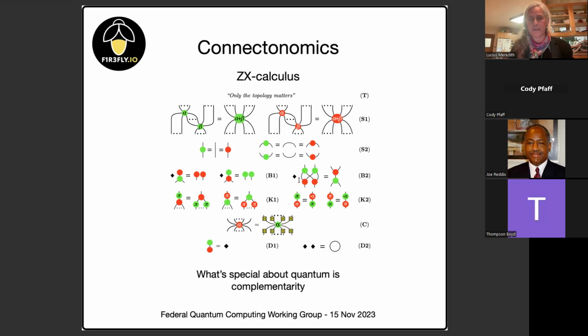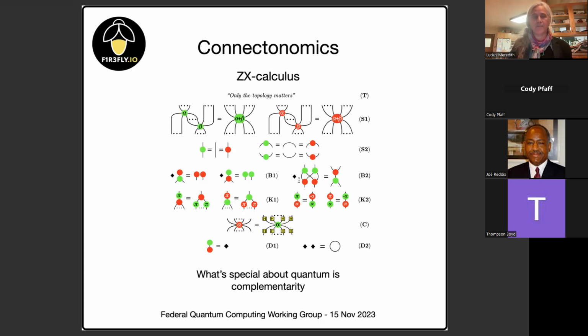I'm sorry, the sparse distributed representations code up a notion of superposition that's extremely fast in a classical setting. So it's not superposition. I won't go through the list of all the things that people have proposed that are special about quantum, but what Bob Coecke and Ross Duncan, who discovered the ZX calculus, propose is that what's special about quantum is complementarity.